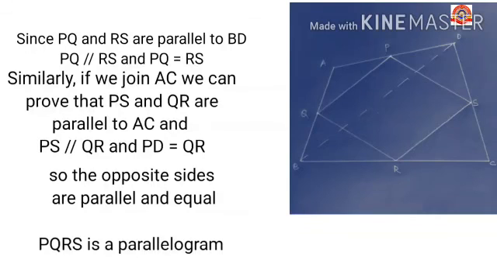Since PQ and RS are parallel to BD, PQ is parallel to RS and PQ is equal to RS. Similarly, if we join AC, we can prove that PS and QR are parallel to AC, and PS is parallel to QR and PS is equal to QR. So the opposite sides are parallel and equal. Therefore, PQRS is a parallelogram.